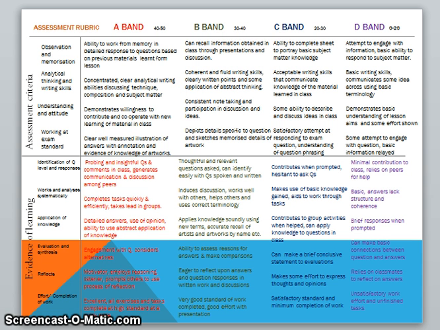The rubrics of this scheme are directly taken from the learning outcomes. The students will be graded between bands A to D, ranging from excellent to unsatisfactory. The rubrics look at the assessment criteria for each grade category. This consists of observation and memorization, analytical thinking and writing skills, understanding and attitude, and working at exam standards.